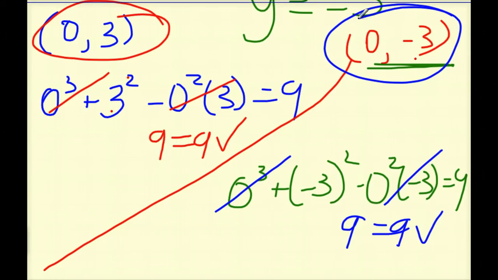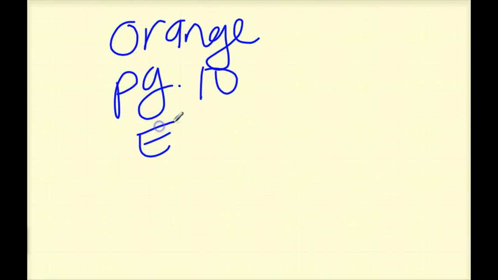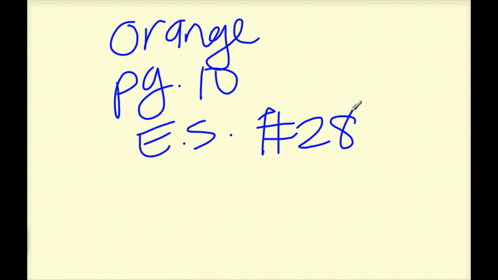Perfect, and that's the end of our implicit differentiation problems. What I'd like you to do is to take a look at your implicit differentiation packet, so the orange packet, page 10, and I'd like you to do this as an exit slip, number 28. Okay, thank you, ladies.